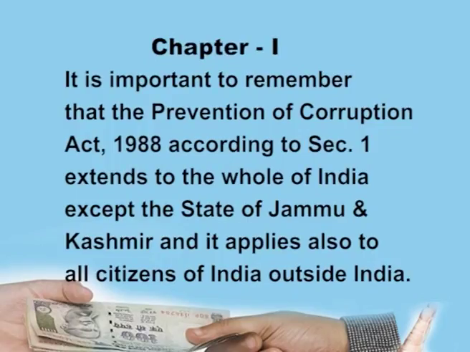In the light of the objectives and important features, some sections of the Prevention of Corruption Act 1988 become more relevant to discuss. Starting with Chapter 1, it is important to remember that the Act, according to Section 1, extends to the whole of India except the state of Jammu and Kashmir, and it applies also to all citizens of India outside India.